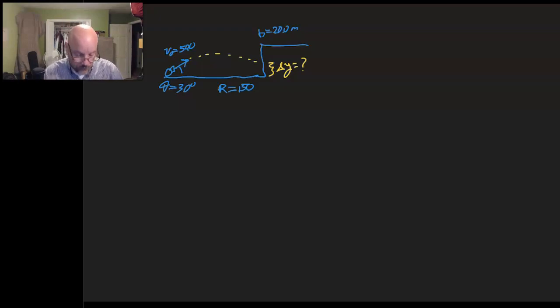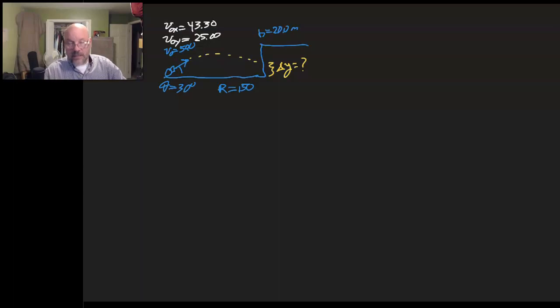And so what we're going to end up with, and I'm just going to write the answers down here, V naught x is going to turn out to be 43.30, and V naught y turns out to be 25.00.